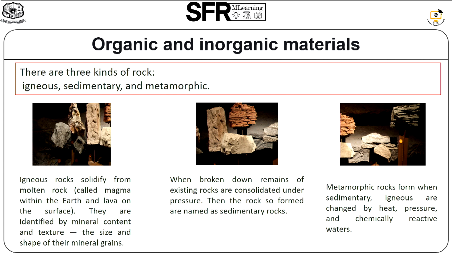surface. So, the next one is sedimentary rocks. When broken down remains of existing rocks are put under pressure, the rocks formed are named sedimentary rocks, for example sandstone. The third one is metamorphic rocks. These rocks are basically sedimentary rocks which are changed into new rocks by intense heat and pressure, for example marbles and slates. The structure of these rocks is in between igneous rocks and sedimentary rocks.